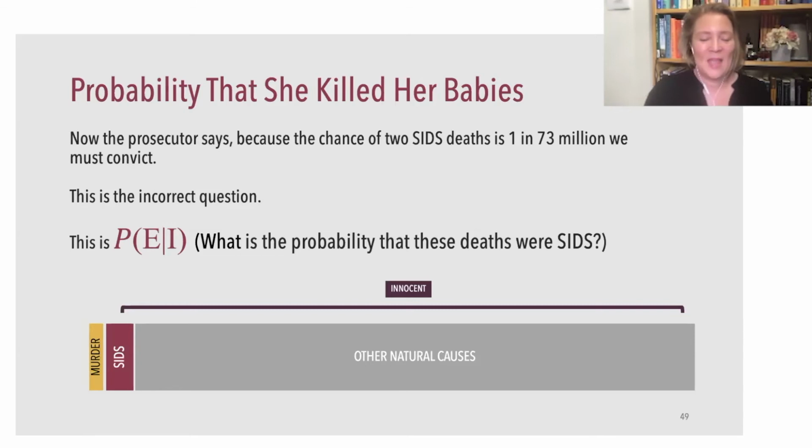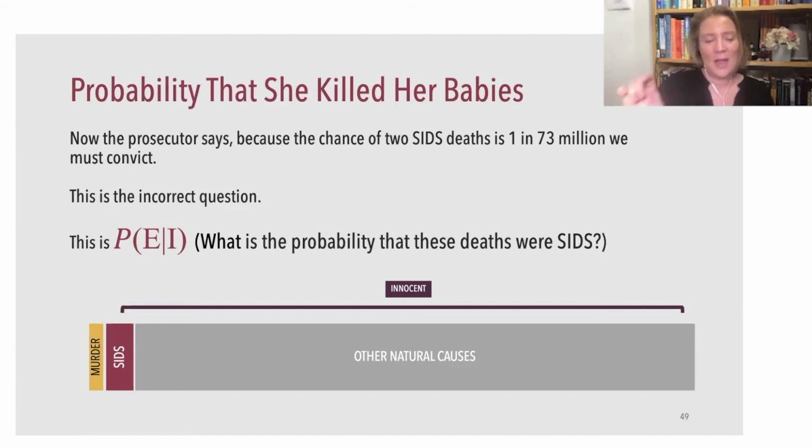million is how likely it is for both Sally Clark's babies to die from SIDS versus to die from other natural causes. It's not the probability of whether or not it was SIDS or murder. You can see this from the bar chart we have at the bottom. The chances of it being murder are yellow. The chances of it being SIDS are maroon, and the chances of it being all other natural causes are gray.